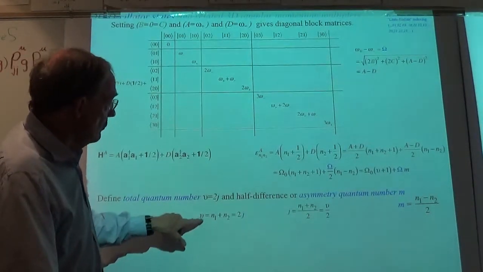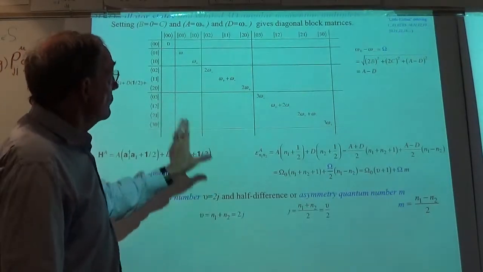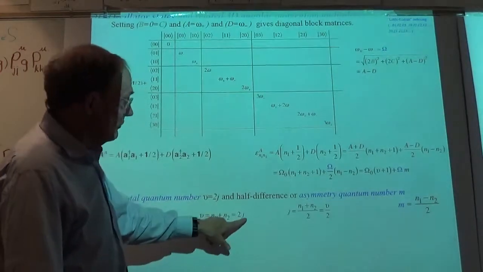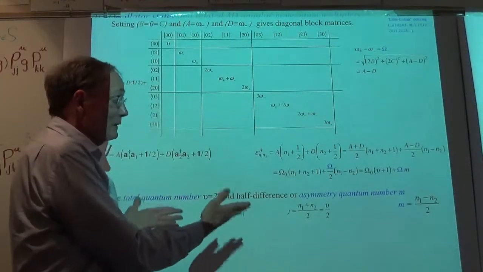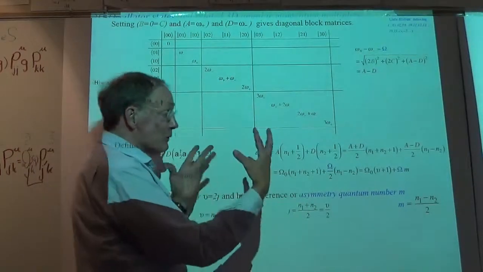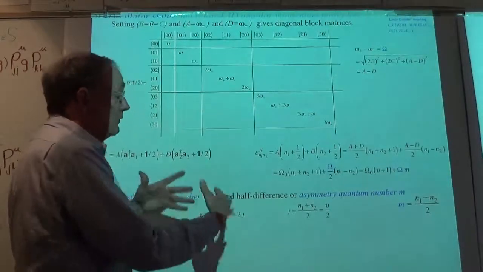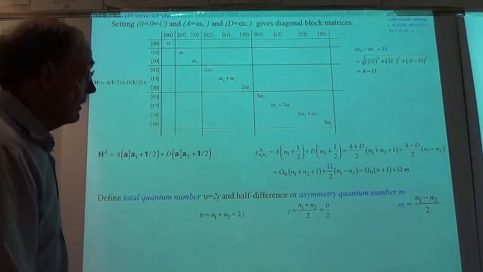And the little nu, that's the overtone number, is the sum of the quantum numbers. That's what's breaking up the blocks here. It will be 2 times J. So now we're starting to relate numbers that are used in the rotational world, J and M, to the stuff that's used in the oscillator world, the two-dimensional quantum oscillator world.